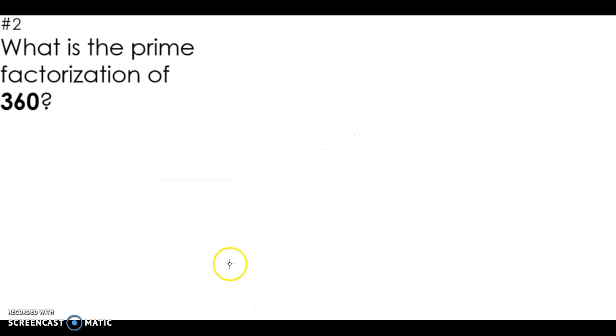What is the prime factorization of 360? That might be a little tricky for you guys if you don't remember what that means. But all you have to do is think of your factor tree. So we have 360, and then we're thinking what 2 numbers can go in there. Well, to make this super easy, I'm going to take 10 out of this thing, because it's going to make our numbers a lot smaller, right? Now we have 10 and 36.